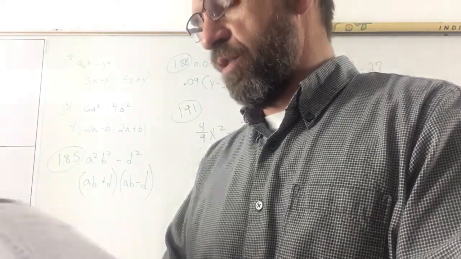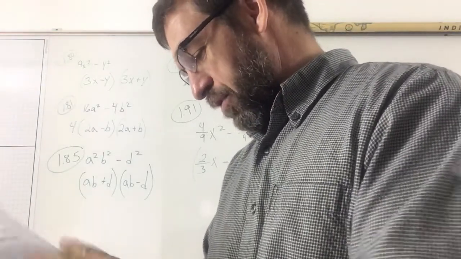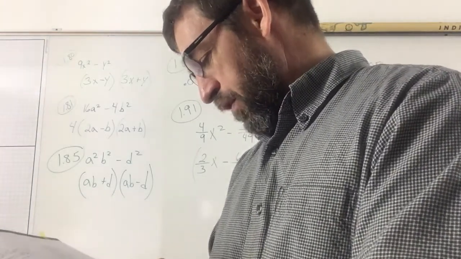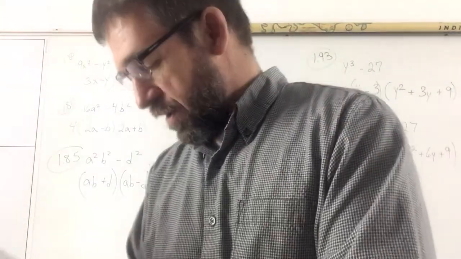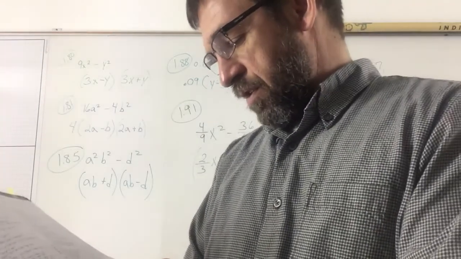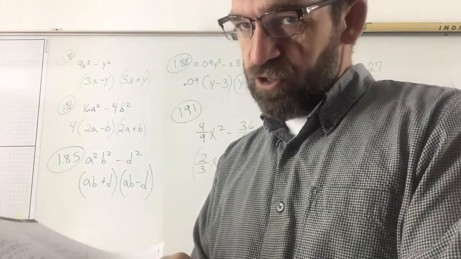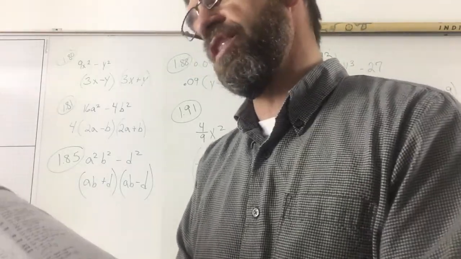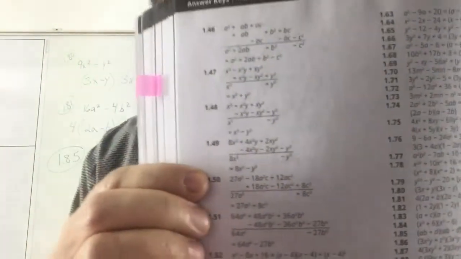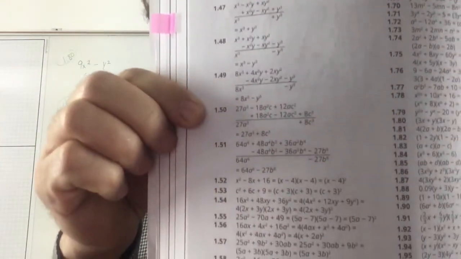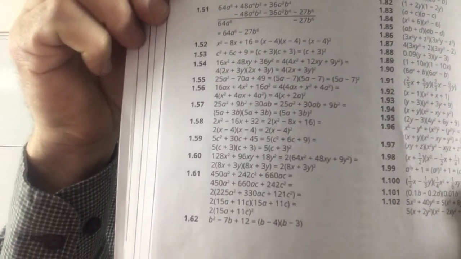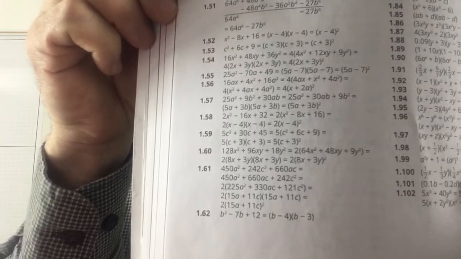So if you get to 142, I thought it should have been 0.4 and they had 0.04, x squared negative 0.4, and I thought it should be just 0.4. I don't know if that's right or not. Here is 146, 147, 148, 150. That should get you down to 165.